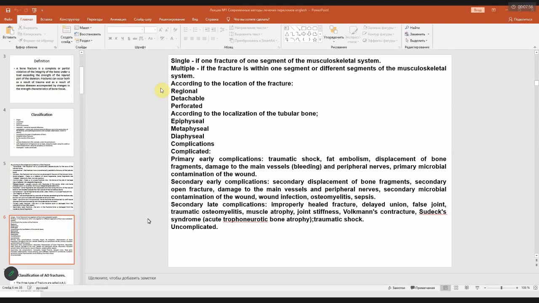Secondary late complications: improperly healed fracture, delayed union, false joint, traumatic osteomyelitis, muscular atrophy, joint stiffness, Volkmann contracture, Sudeck's syndrome, acute trophoneurotic bone atrophy, traumatic shock, and uncomplicated.